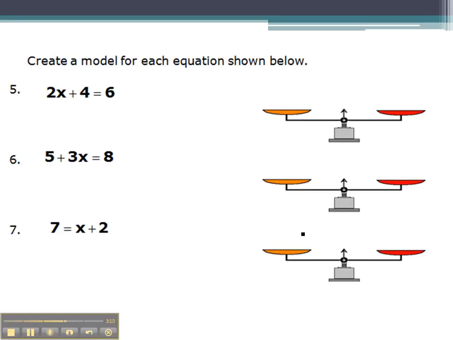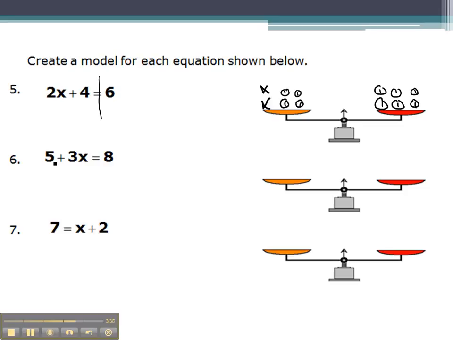For 5 through 7, we're to create a model for each equation shown below. So on the left side of this equation I have 2x plus 4, so show 2 x's plus 4 chips on the left side, and on the right side of the equation I have 6, so show 6. Each one of these is positive 1. 2x plus 4 equals 6.